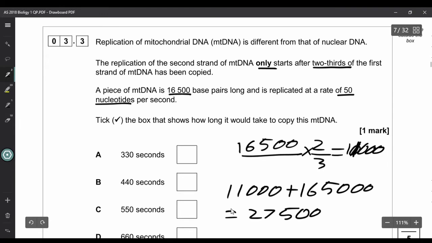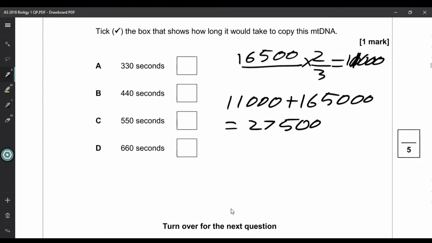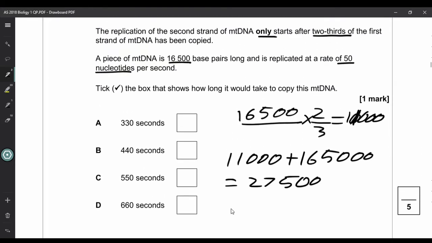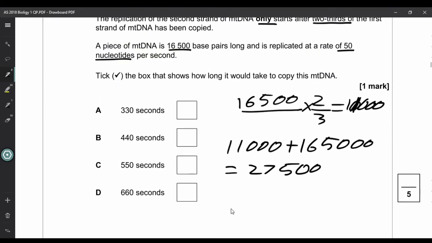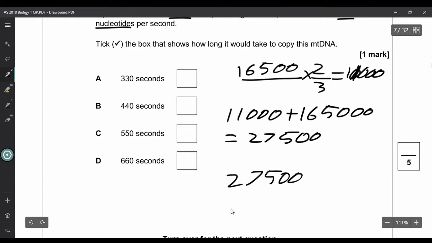27,500 base pairs. Now the time it's going to take is we've been told that it takes 50 nucleotides per second. So to find how many seconds it's going to take, it's those 27,500 bases divided by the 50 nucleotides per second, and that comes out to be 550 seconds. So the answer is going to be C.